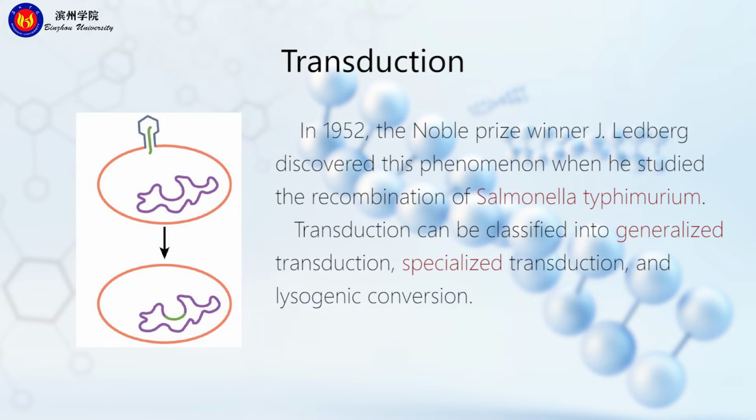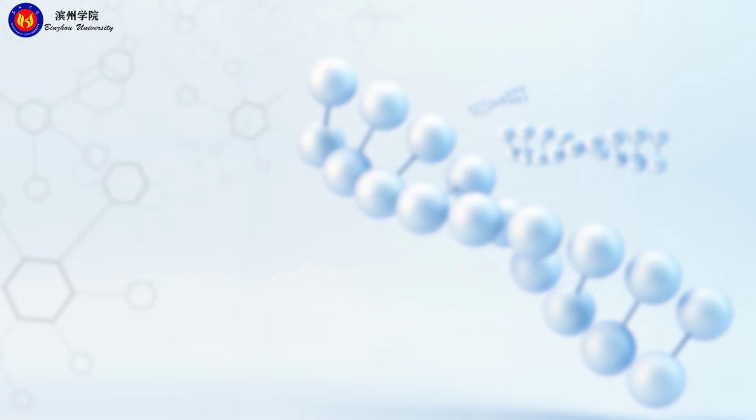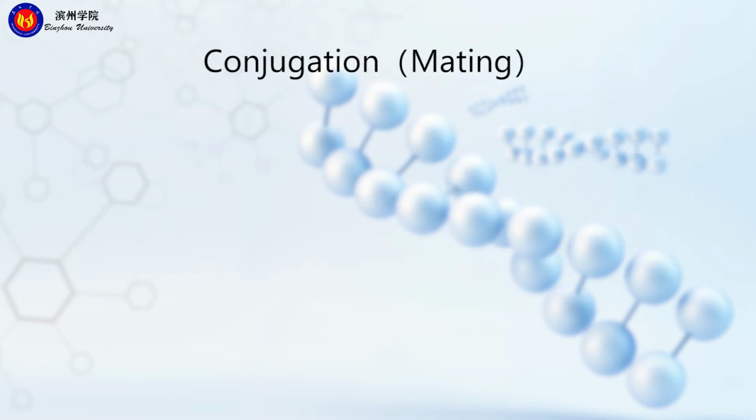Transduction can be classified into generalized transduction, specialized transduction, and lysogenic conversion. The third type of genetic recombination for prokaryotes is conjugation, or called mating.